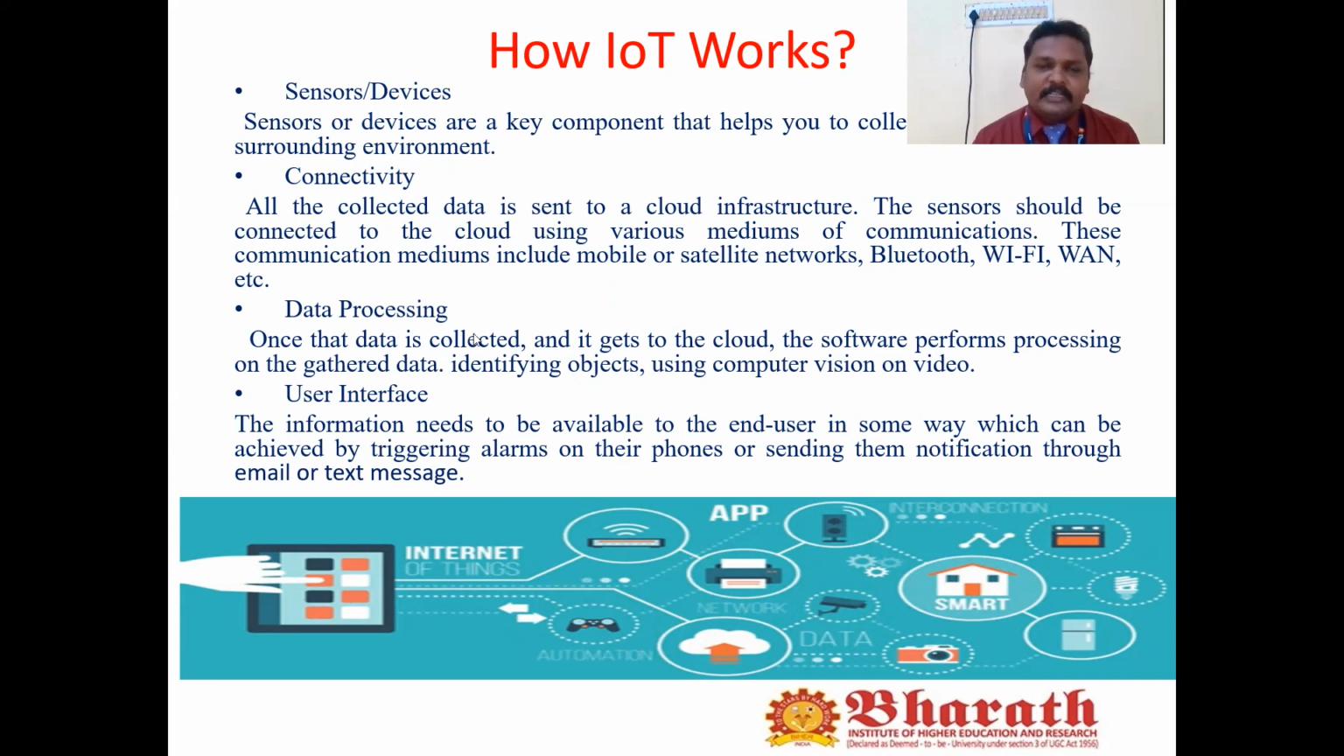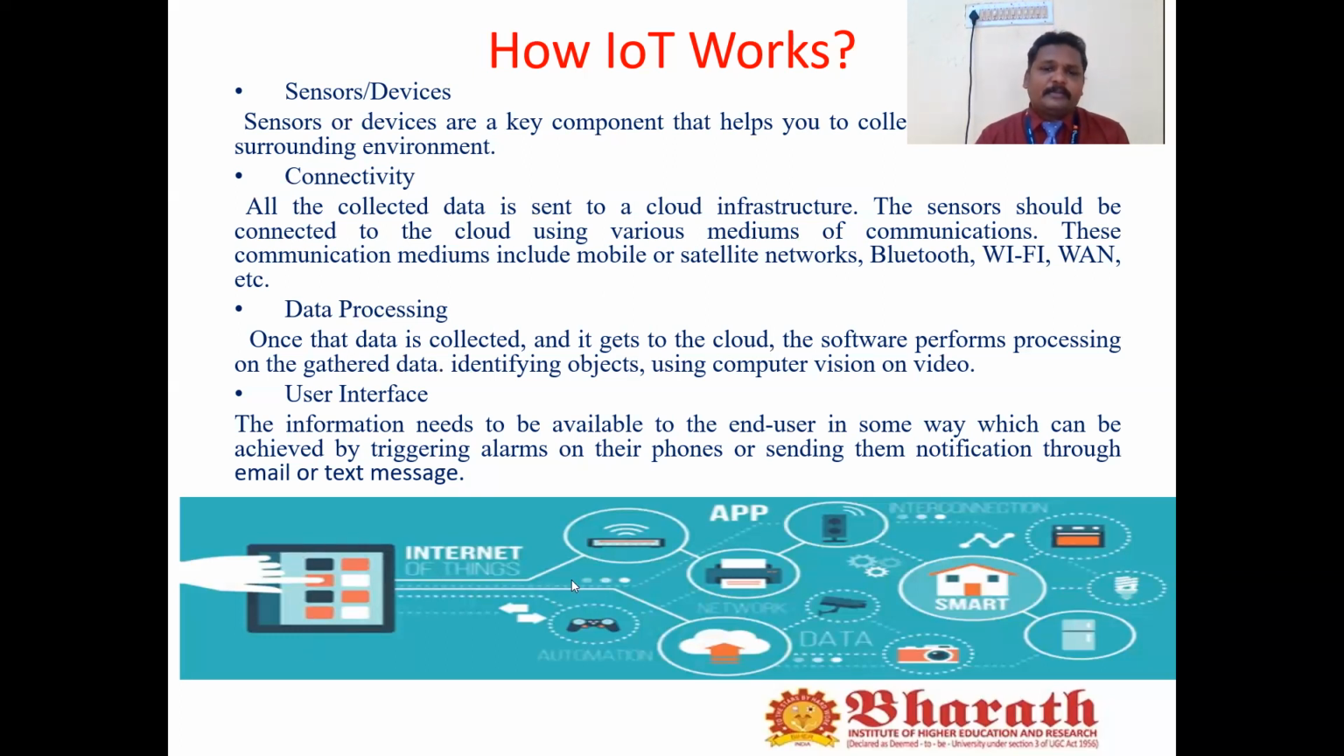Okay, so here, the information needs to be available to the end user in some way, which can be achieved by triggering alarms on their phones. Maybe we can generate the trigger by using alarms or by sending messages to the phone. Let's say, for example, if you forgot to switch off the fan in your home, a message will be generated to your mobile phone: you have forgotten to switch off the fan. Through the interface, we are going to immediately switch off our fan. Okay. So this is how IoT works.